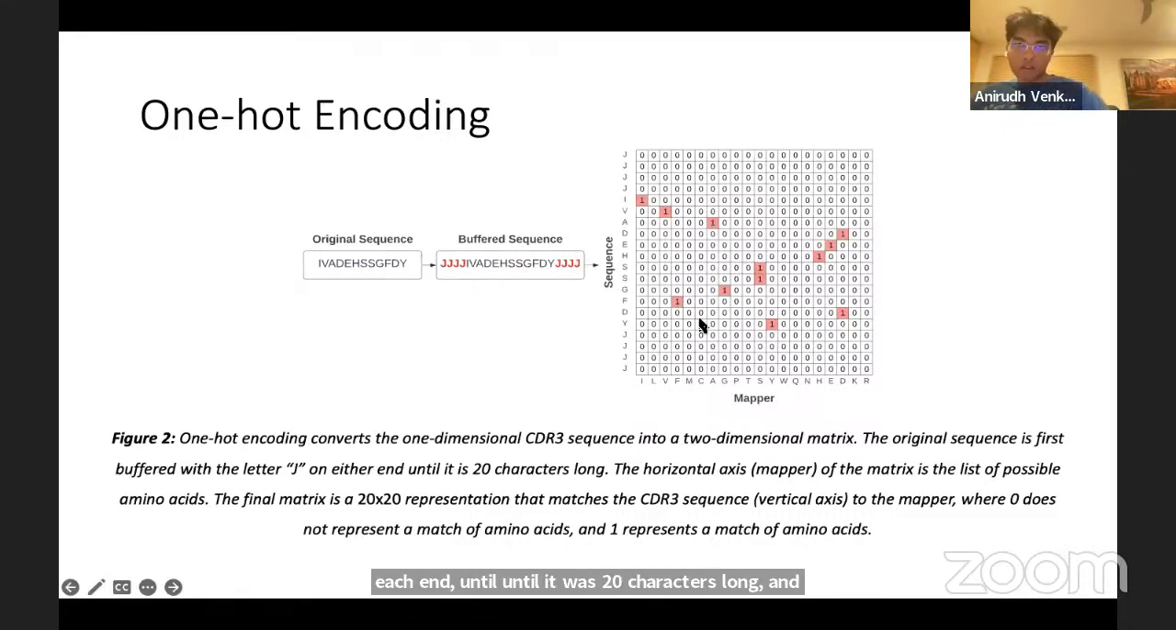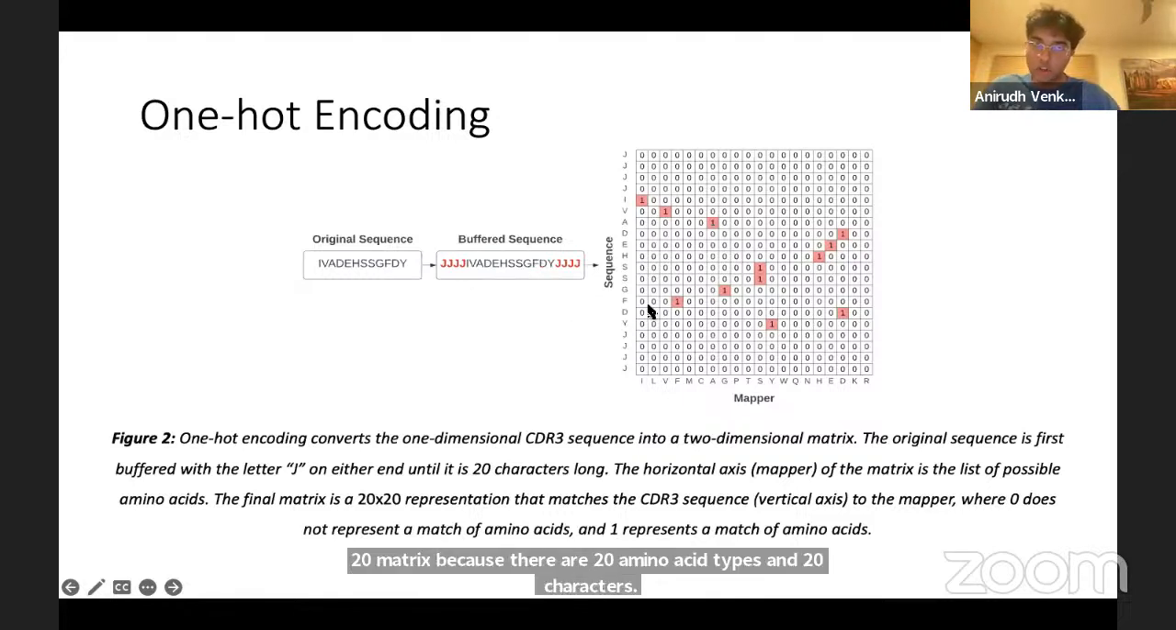I'm sure most of you know what one-hot encoding is, but to go over it, you have the mapper, which maps each particular amino acid type to a particular integer. You're able to represent a sequence as a matrix, and iterate upon this matrix with the neural network. As you can see with the mapper, when the I matches up with the I, it produces a 1, and over the entire sequence you're able to get a 20 by 20 matrix, because there are 20 amino acid types and 20 characters in each CDR3 sequence.